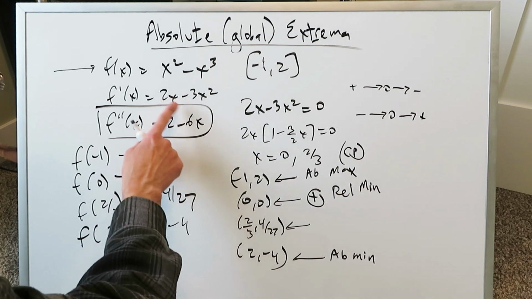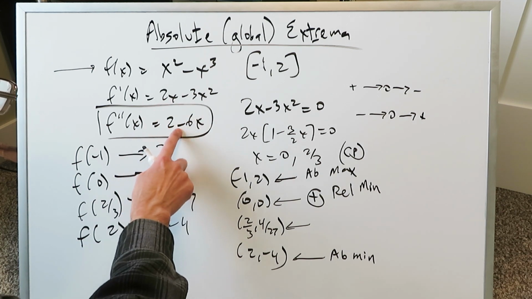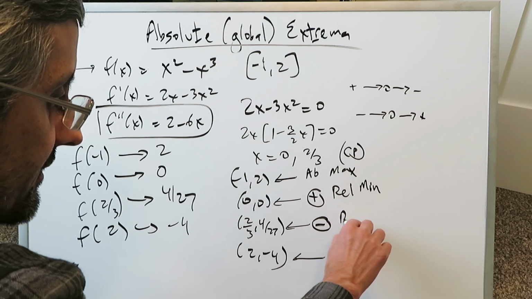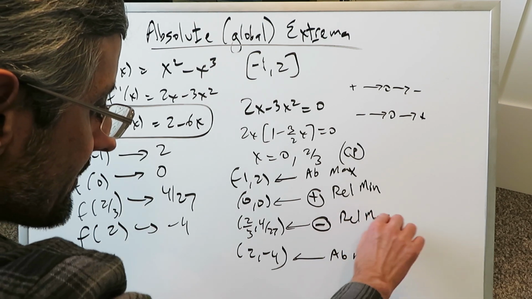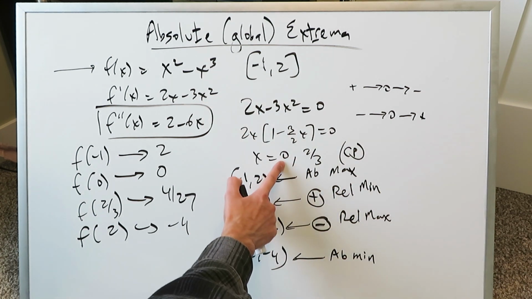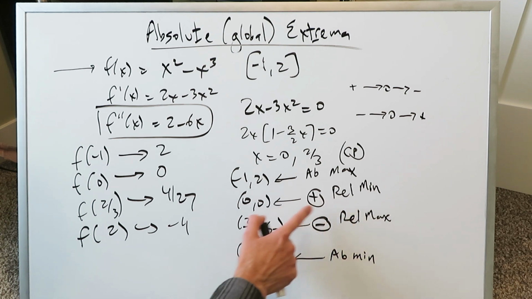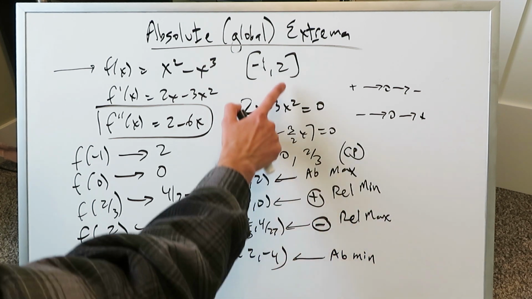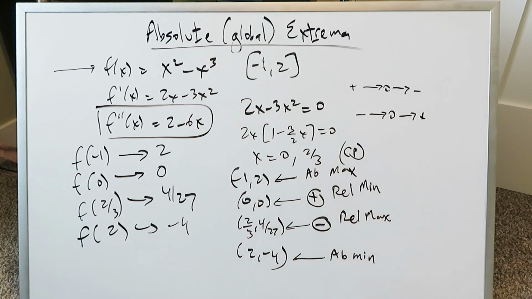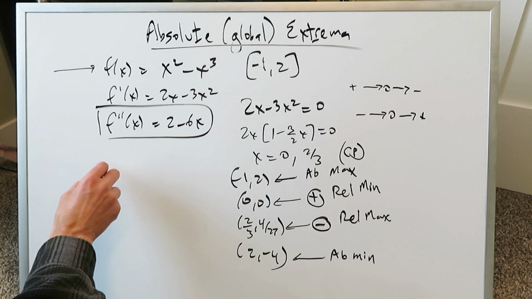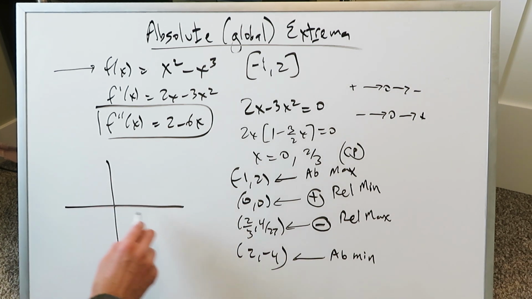When you put a 2 over 3 over here, you're getting a 2 minus 6 times 2 over 3, but you're getting a negative output. So this right here is going to be your relative maximum, and everything has been identified for you. The minus 1 generates an absolute maximum. The 0 critical value generates a relative minimum. The 2 over 3 critical point value generates a relative maximum, and the endpoint 2 generates an absolute minimum. And let's graph this out for you utilizing these values we have over here. We won't draw to scale, but we'll try to do it.